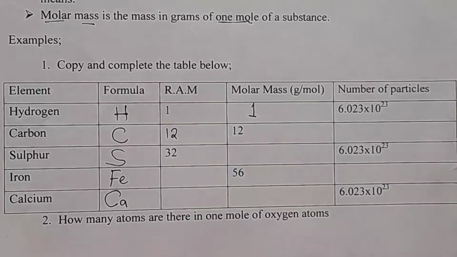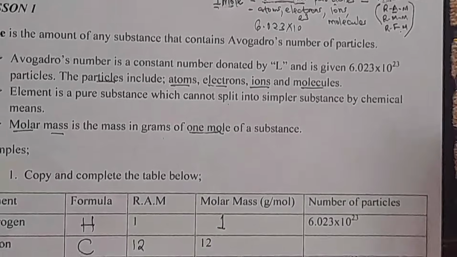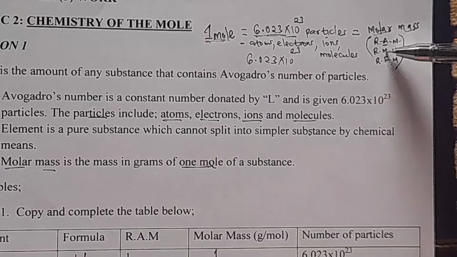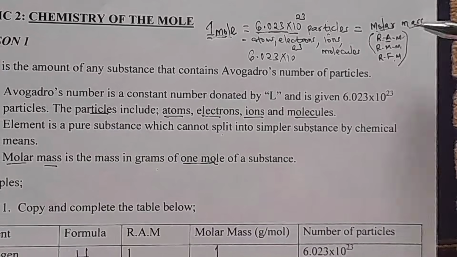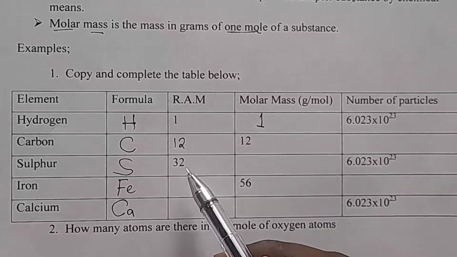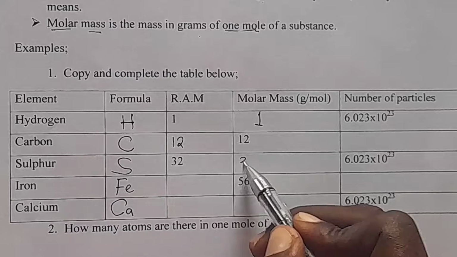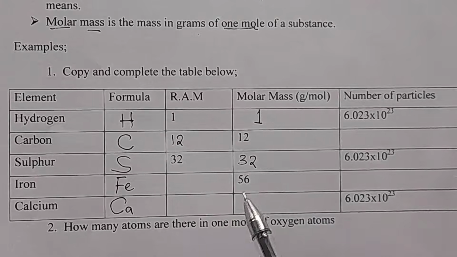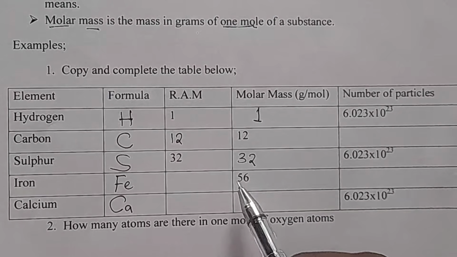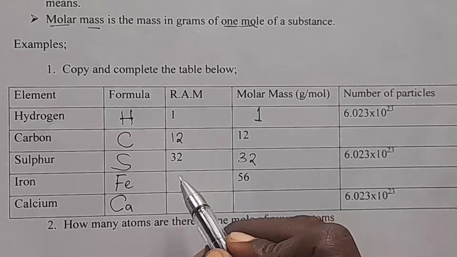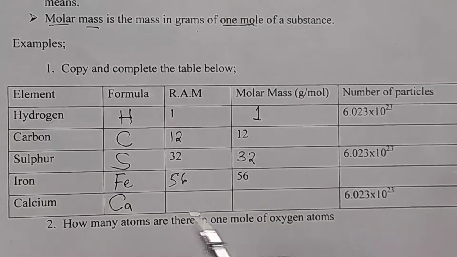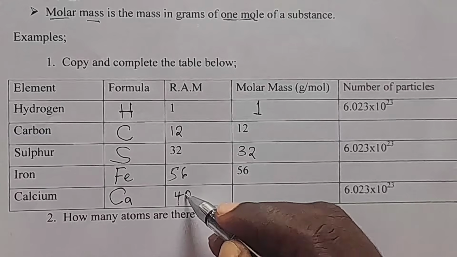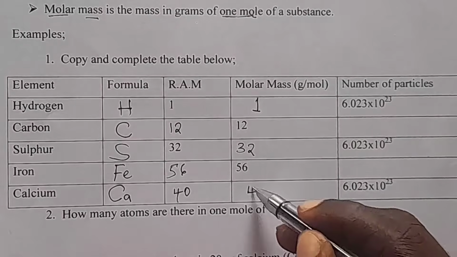then the relative atomic mass of carbon is just 12, because we said when you're dealing with the relative atomic mass, relative molecular mass, and relative formula mass, they are just molar mass. When you're having relative atomic mass as 32, that means the molar mass will also be 32. When you're dealing with iron, it is molar mass, it's not molecular, the same will be the relative atomic mass. Here we don't have calcium on both sides, but the relative atomic mass of calcium is 40. That means the molar mass of calcium will also be 40.